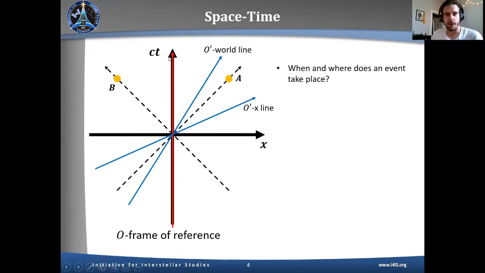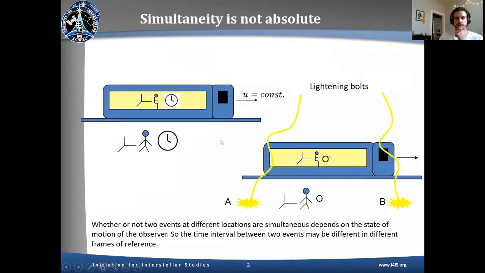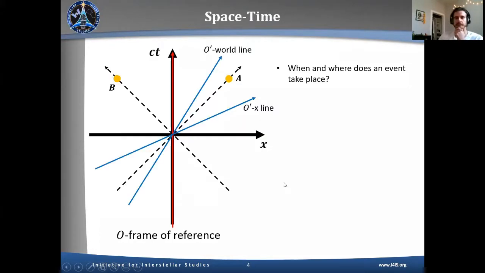So you have here a space line, x, and you have a time-like line, often called the world line: the speed of light times the time that is going by for the observer. These diagonal dashed lines are the speed of light. This black coordinate system would be our O frame of reference. So if we go back, this is the unmoving character. Then we have a second frame of reference, which is O prime, this blue coordinate system.